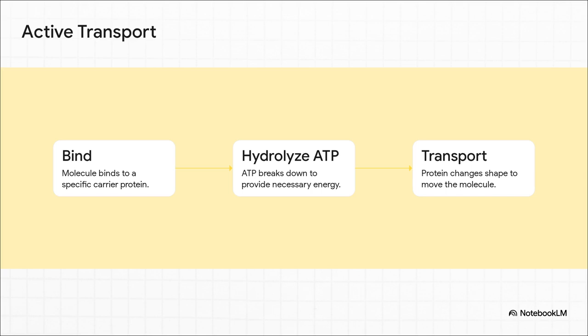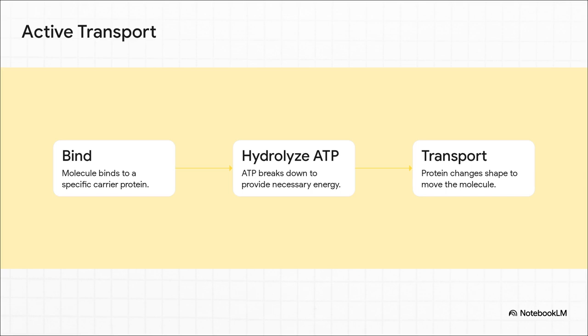And that requires energy. This whole process is called active transport. And here's how it plays out. First, your target molecule binds to a very specific carrier protein in the membrane. Next, the cell has to pay up. It spends its biological energy currency, a molecule called ATP.